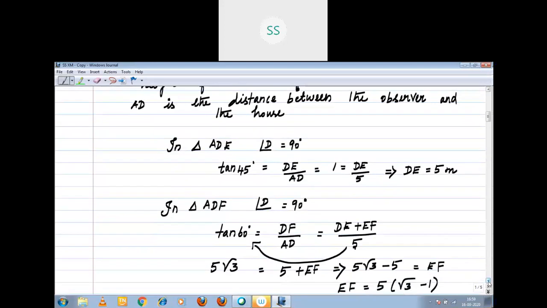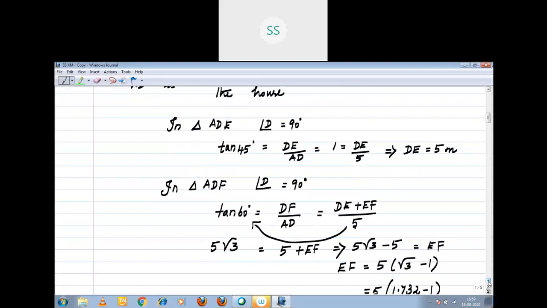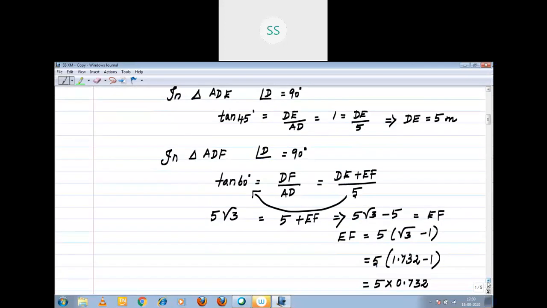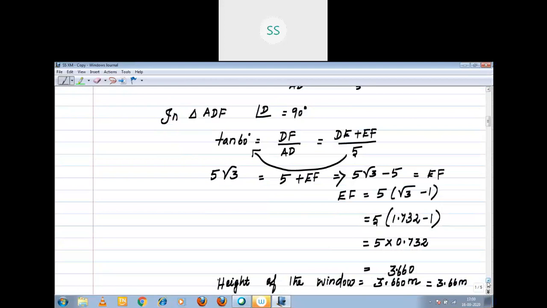DF is nothing but DE plus EF, divided by 5. Then DE can be replaced by 5, so EF equals 5 into root 3 minus 1. Root 3 is given as 1.732. When you multiply 5 into 0.732, you arrive at 3.660. Therefore, the height of the window is 3.66 meters. Got it, children? Next, I am going to move to question number 4.